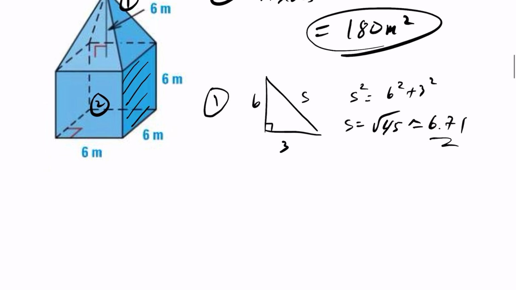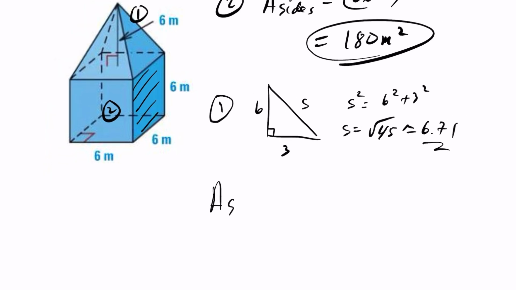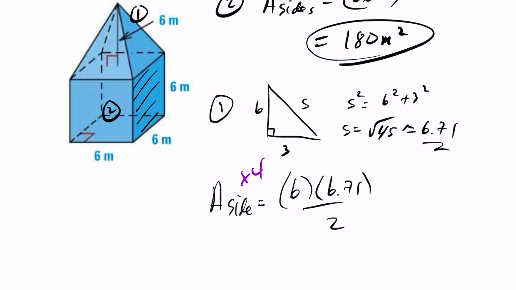So now when I go to calculate the area of one of the faces of this shape here, it's the area of the base, which is 6, times the height, which is 6.71, divided by 2. And now you'll see here, because we do have a square base pyramid this time, I can multiply this directly by 4. And I end up getting that the surface area around this object is 80.52 meters squared.